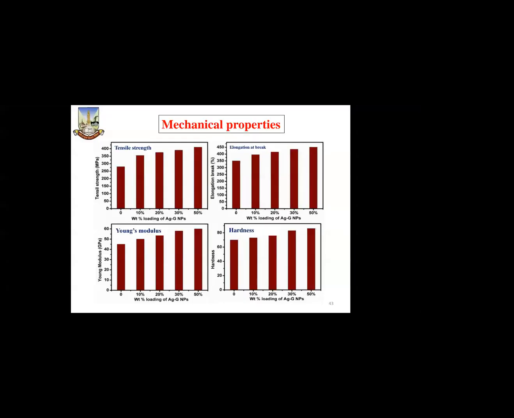This is the mechanical property. As with the mechanical property of PAN zinc oxide nanofiber, because of the decoration of silver graphite nanoparticles over the surface of the PAN, the mechanical properties like tensile strength, elongation at break, Young's modulus, and hardness go on increasing.